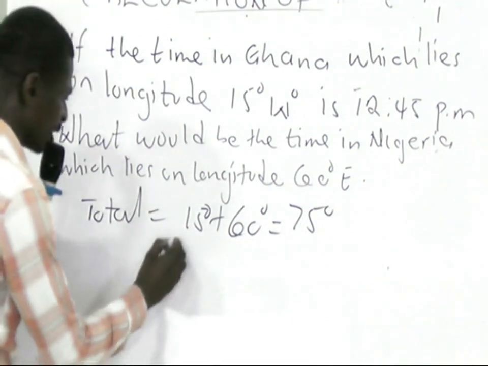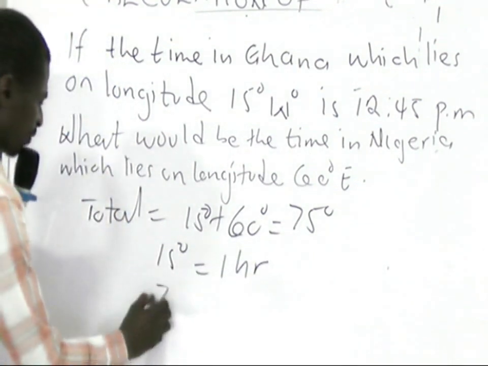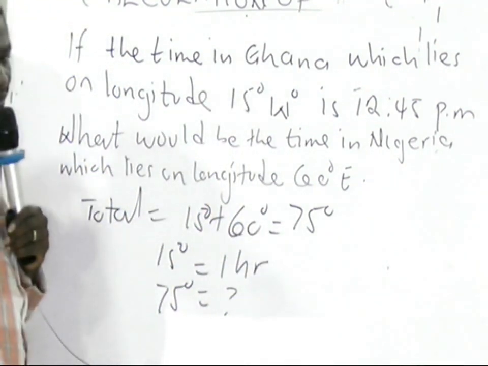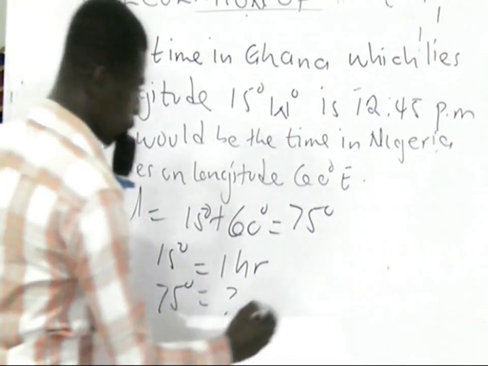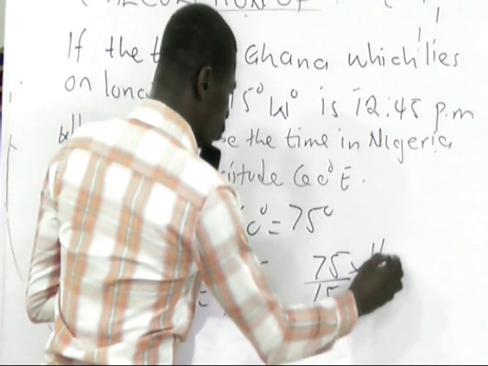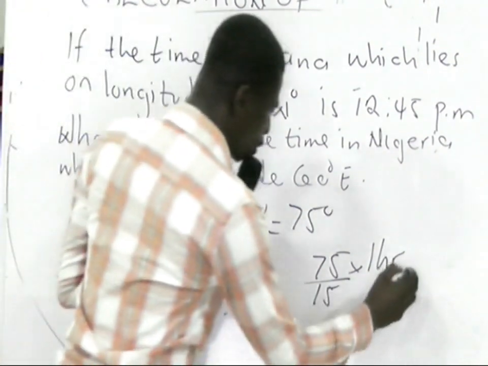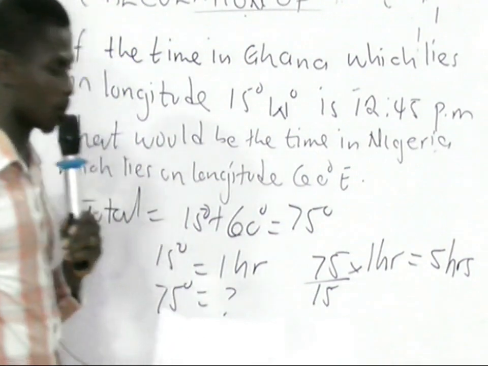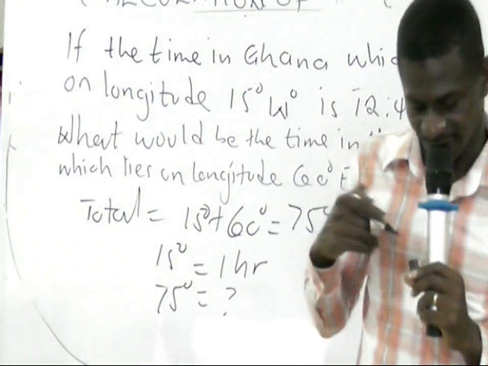But we know that 15 degrees is equal to 1 hour. Therefore 75 degrees will give you what? If more, multiply; if less, divide. So we have 75 divided by 15 times 1 hour. And if you do the calculation correctly, you are going to get 5 hours. So it means that we are having 5 hours.